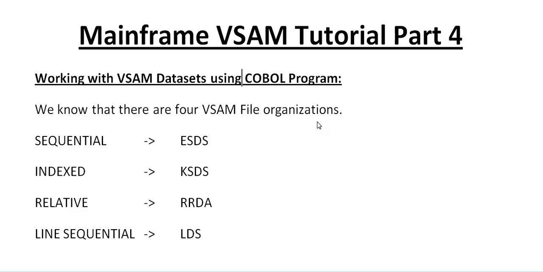So we know that there are four VSAM file organizations: sequential, indexed, relative and line sequential. When I say sequential, it refers to ESDS, indexed refers to KSDS cluster, relative refers to RRDS, and line sequential refers to LDS.